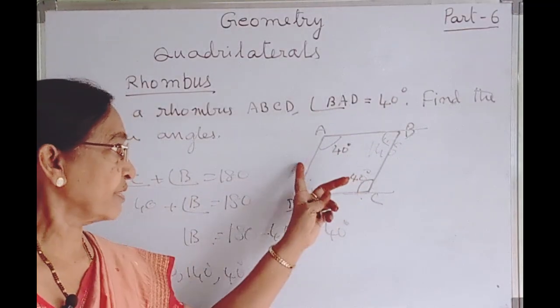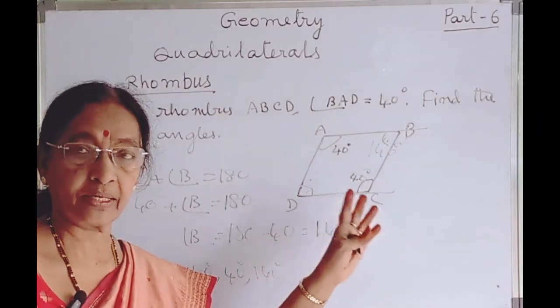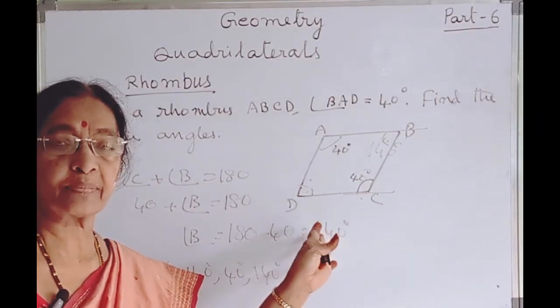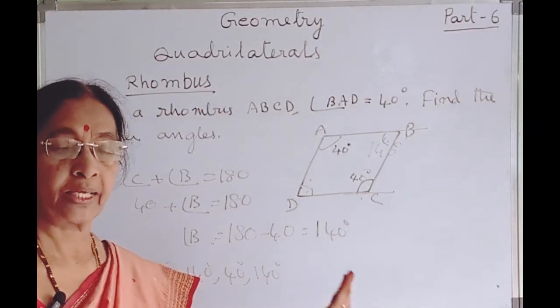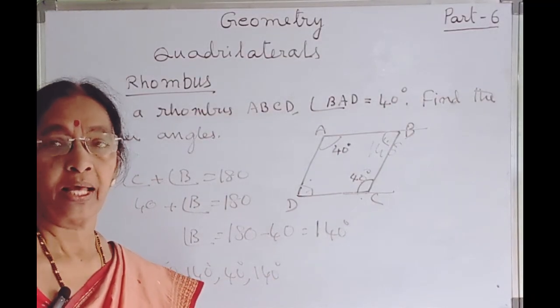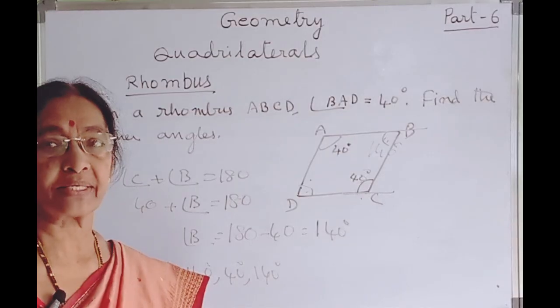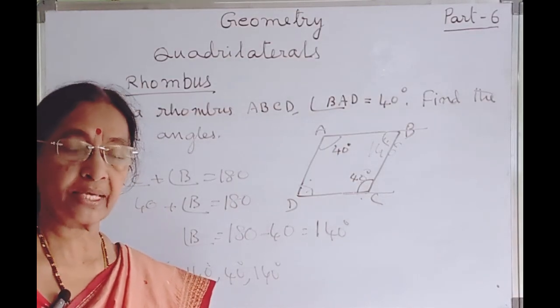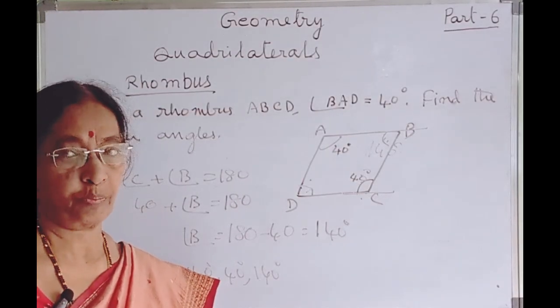Because all the four sides are equal in a rhombus, the diagonals bisect perpendicularly. As the adjacent sides are different in a parallelogram, the diagonals do not bisect perpendicularly. They bisect each other but not perpendicularly.